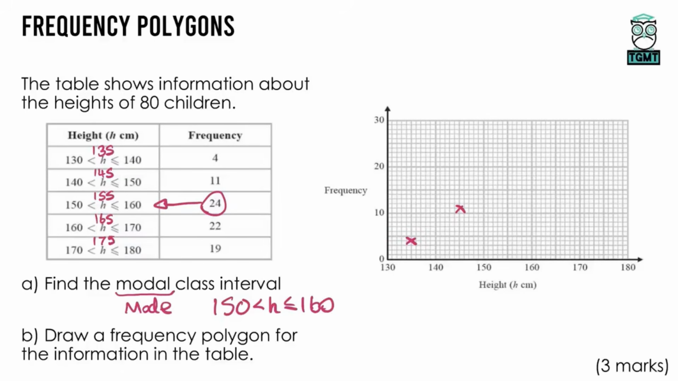The next one is 24. The next one is 22. And then we have 19. Now with a frequency polygon, you don't connect this like we did on some of our previous graphs. It's really important with a frequency polygon that these are connected using nice straight lines, which you would use a ruler and a pencil for.